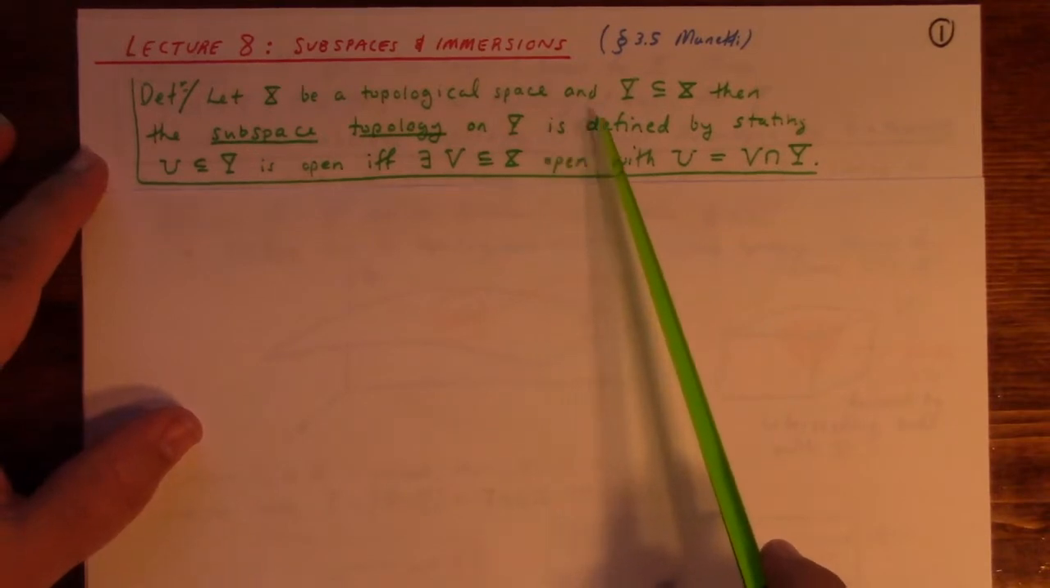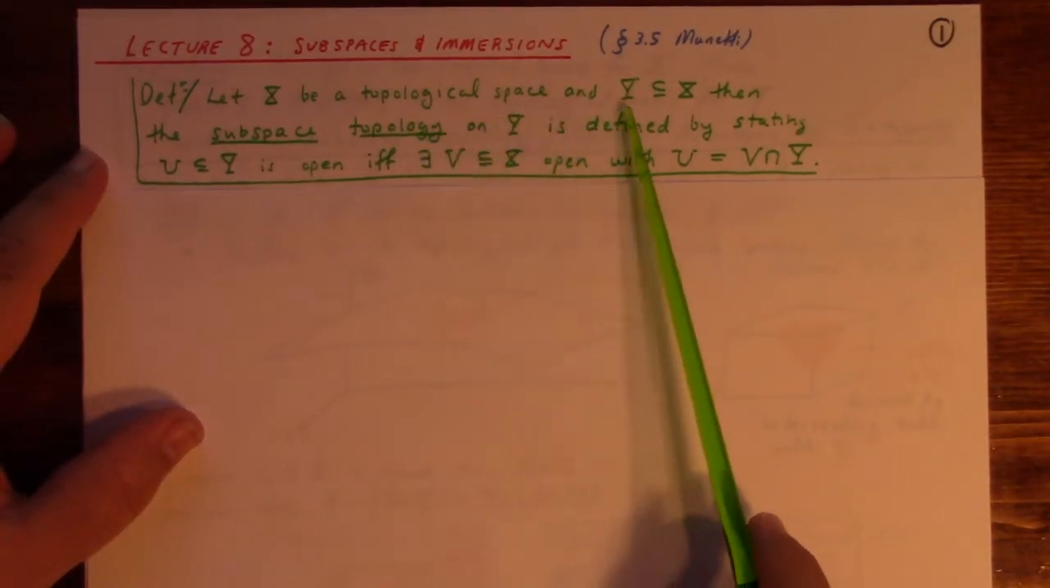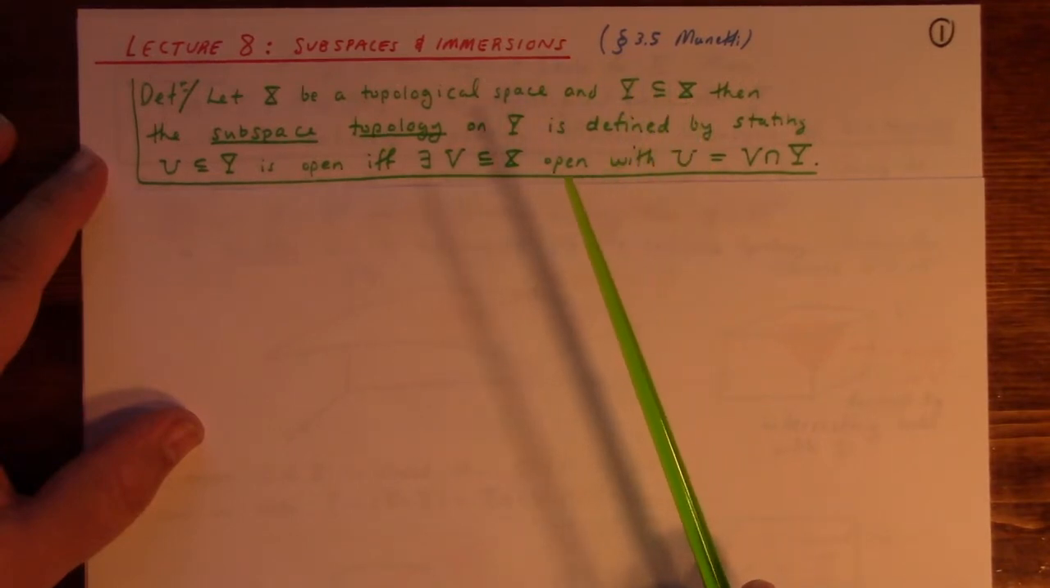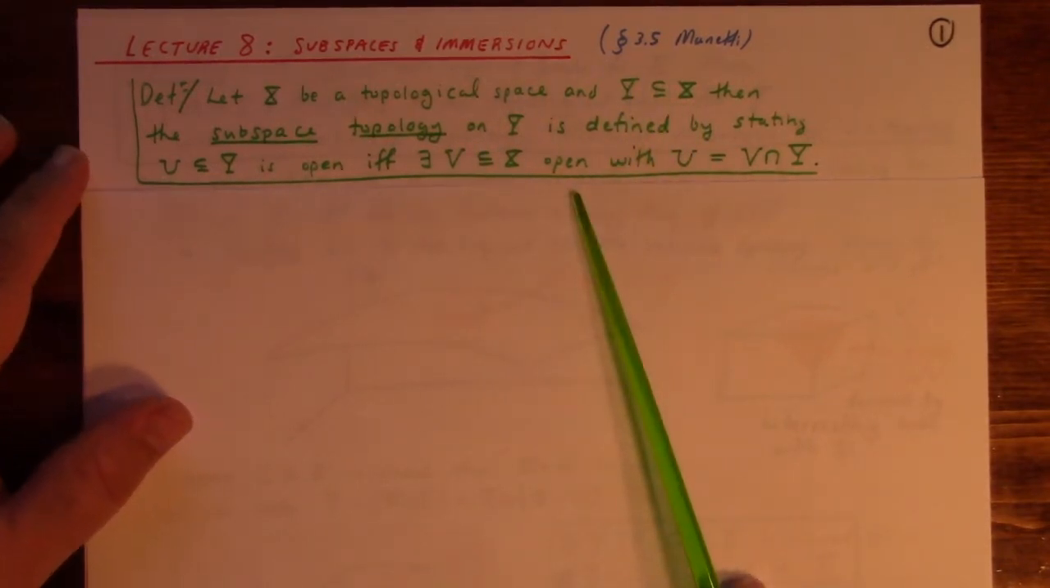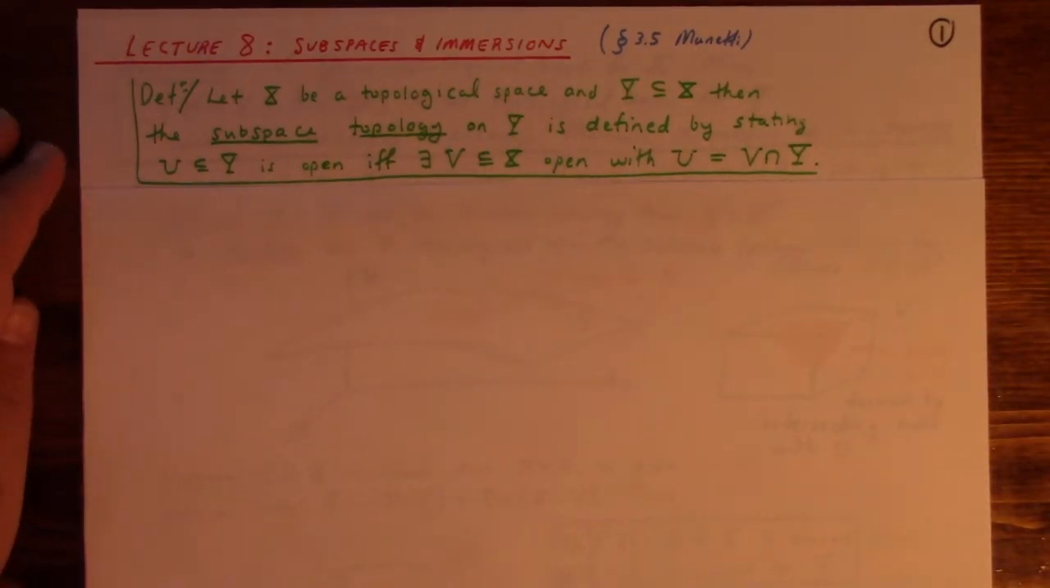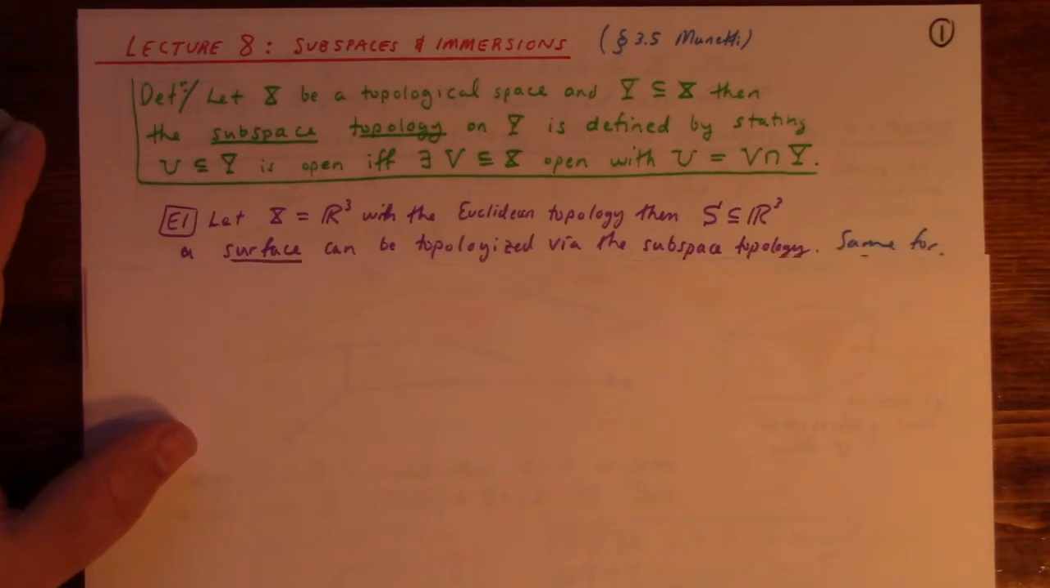Sometimes we'll express this idea by saying Y is a subspace of X. So if you say Y is a subspace of X, then contained in that statement is the assumption that Y is a subset and it's given the subspace topology. That's the language.